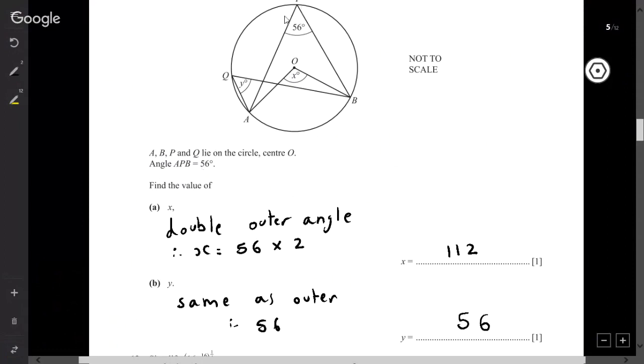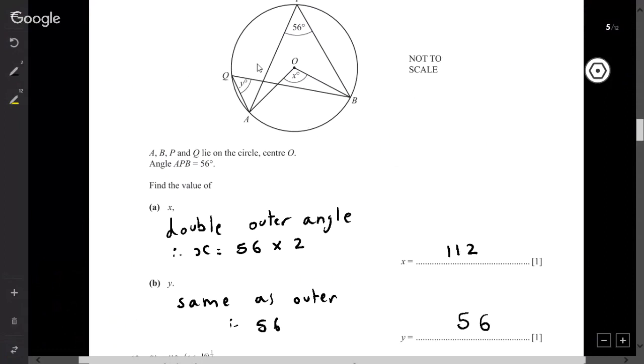So that's this one here. Find the value of x. Okay, well, you can see that x is the inner angle and this is the outer angle. The inner angle is always double the outer angle, so x is therefore 56 times 2, which is 112.